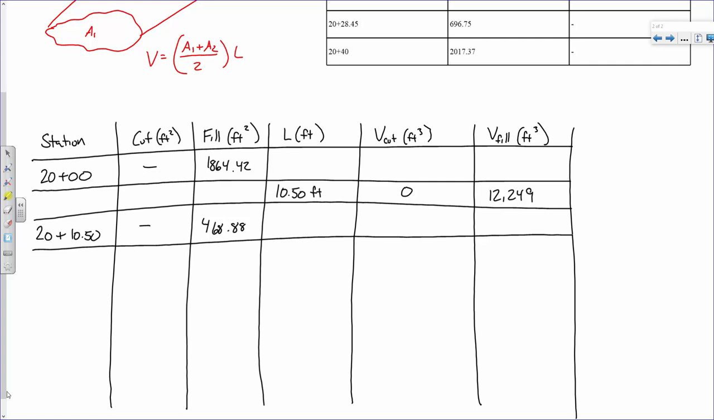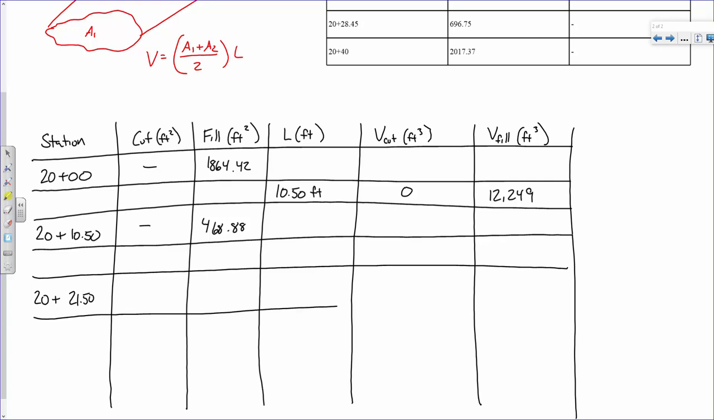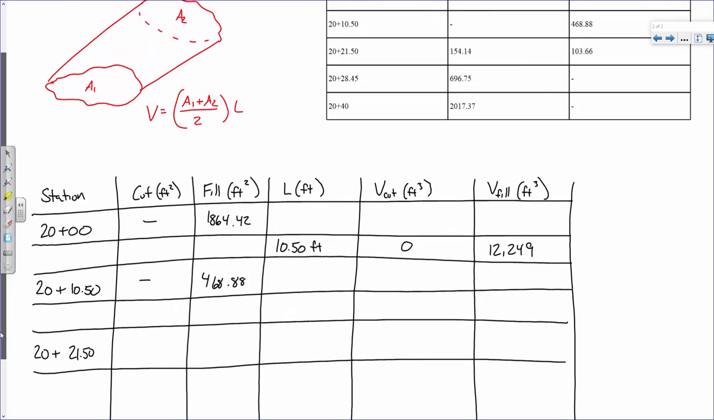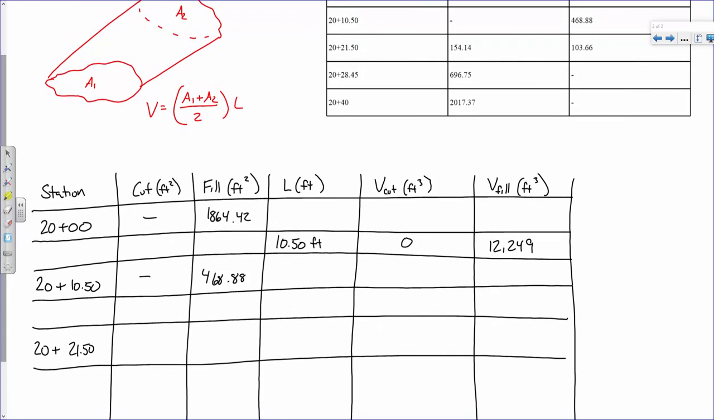All right. Now the next station is 20 plus 21.5. Now, help me out. What's the cut and fill on that station? What was that? 154.14, 103.66. All right. First off, what's the length between these two stations? Or 11. 11 feet.